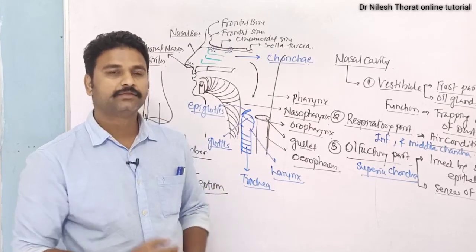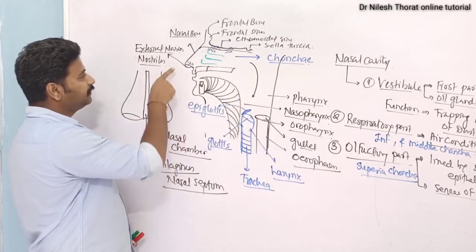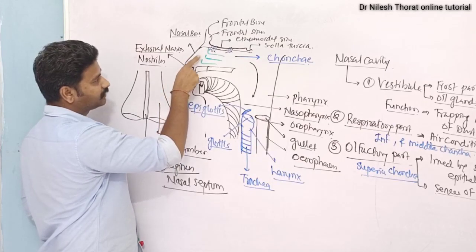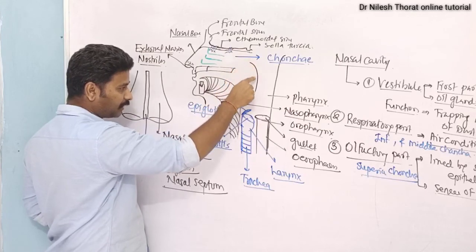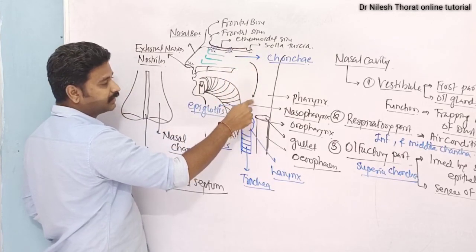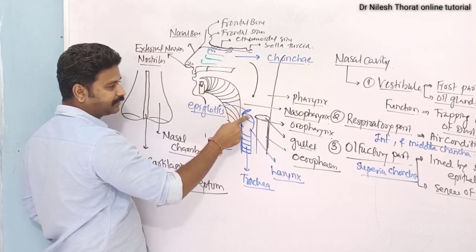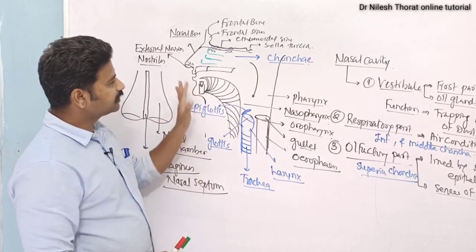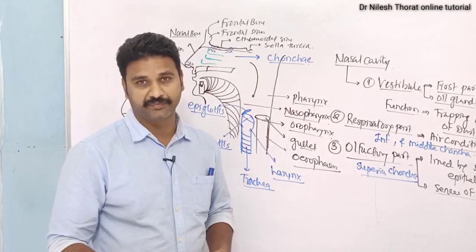Clear for this thing? So this is how the air will first enter from the nostril, then go to the vestibular part, then the respiratory part, to the olfactory part, and then the air will come down into the pharynx. In the pharynx, the air will enter the nasopharynx, and from the nasopharynx it will enter the larynx, then continue into the trachea. So this is how the air moves from the atmosphere inside the respiratory tract.